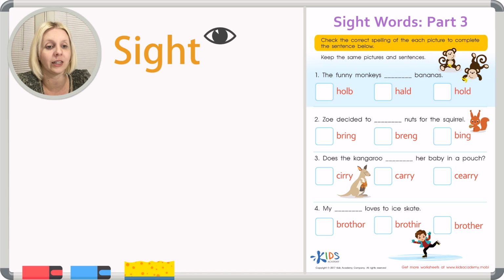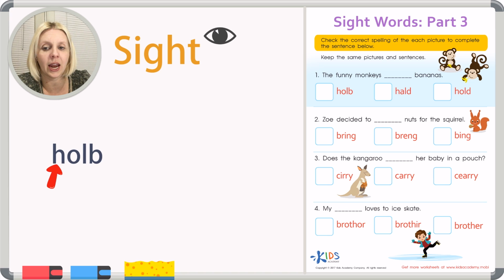So number 1 says, the funny monkeys blank bananas. Let's look at the picture here. Here's 2 funny little monkeys, and what do they have in their hands? They have bananas, and what are they doing with the bananas? They're just holding them. So let's look and see if we can find the word hold. Let's look at this first one. The first one is H-O-L-B. This would be pronounced halb. So that doesn't sound correct, but often sight words don't sound correct, so that could be the correct answer.